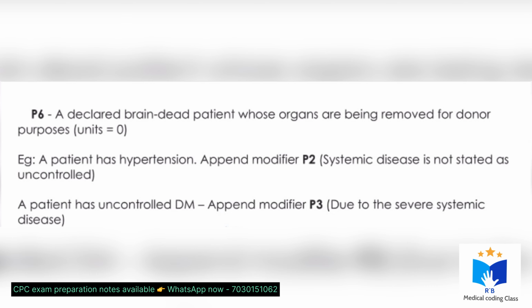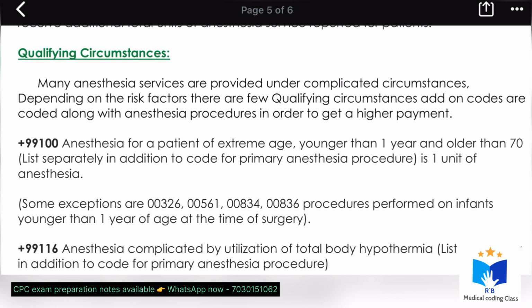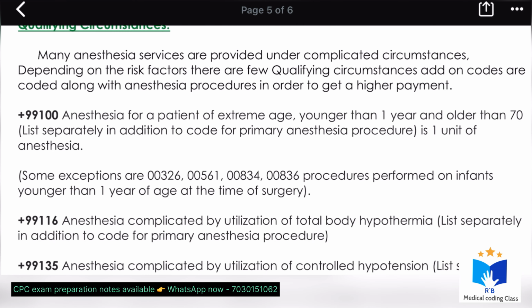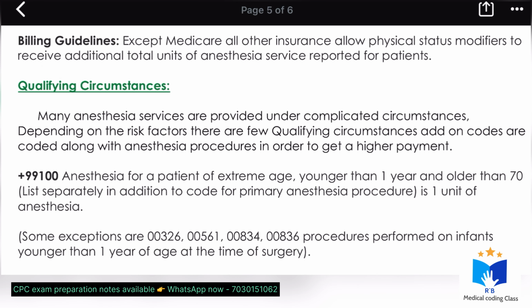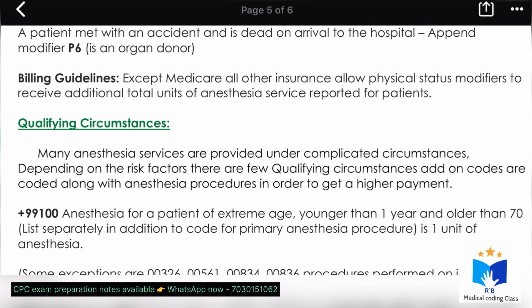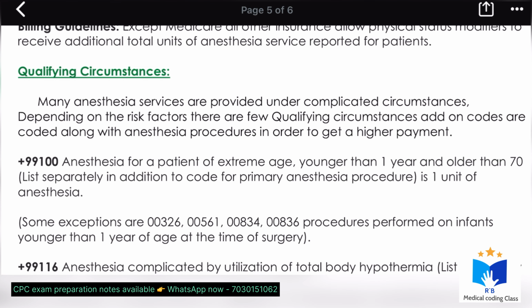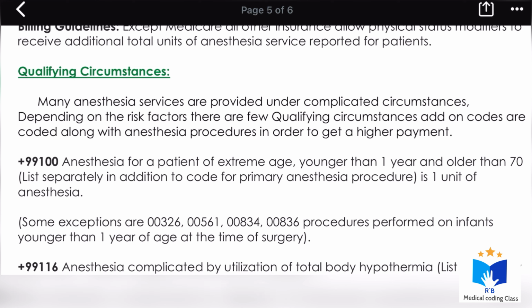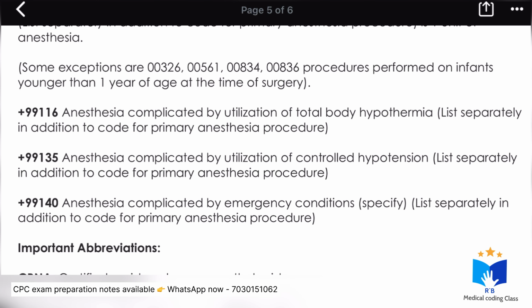Then the last point in anesthesia coding guidelines is qualifying circumstances. That includes a total of 4 codes: 99100, 99116, 99135 and lastly 99140. 99100 is anesthesia for a patient of extreme age, that is 1 unit of anesthesia. Some example codes are 00326, 00561, 00834 and 00836. These procedures are performed on infants younger than 1 year of age at the time of surgery. This guideline is very important.